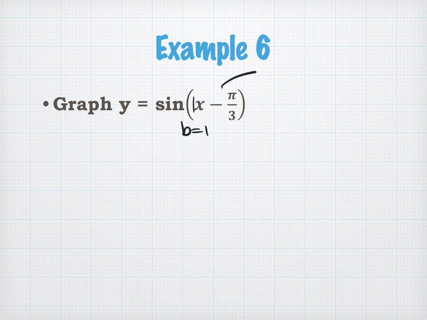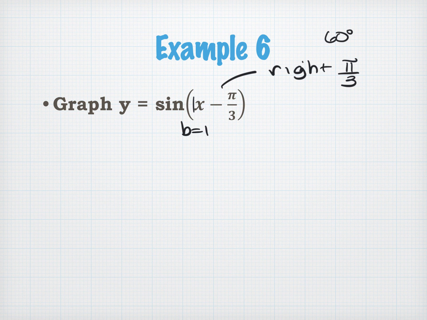So this is going to be a shift to the right, and I'm going to be starting at pi over 3. And if you think about it, you memorize that unit circle, pi over 3 is 60 degrees. So now I'm not starting at 0, 0. I'm going to be starting over at 60 degrees, or pi over 3. So now let's get our key points.